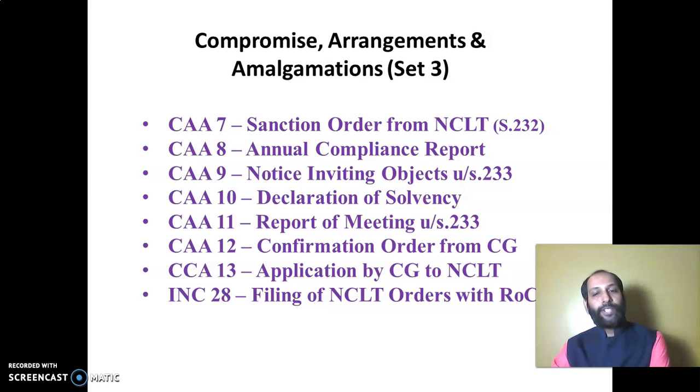CAR 10, declaration of solvency under fast track merger. CAR 11, report of meeting under fast track merger. CAR 12, confirmation order by the central government in fast track merger. CAR 13, application by the central government to the NCLT when public interest is involved. And INC 28 is a common form used to file the NCLT or court orders with the registrar of companies within 30 days. So students, don't forget, the merger chapter is very easy when you support it with these form numbers. Got it?